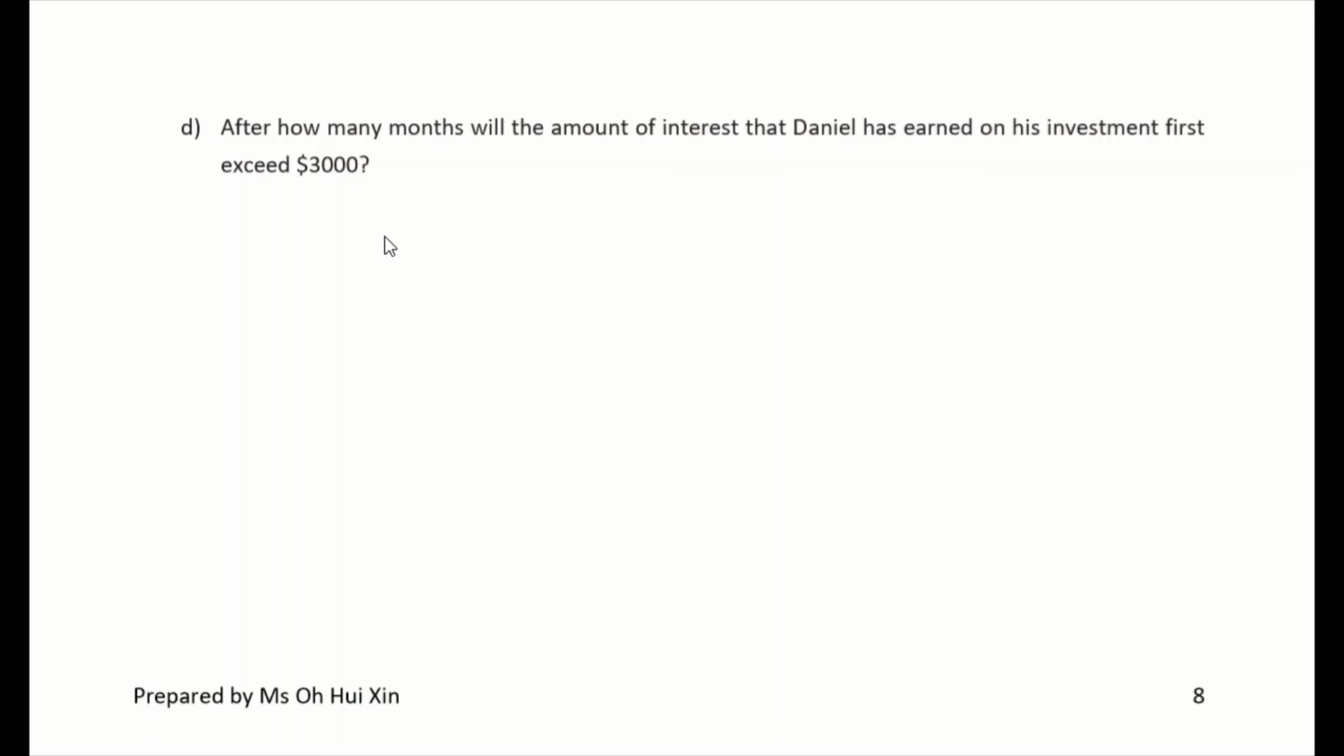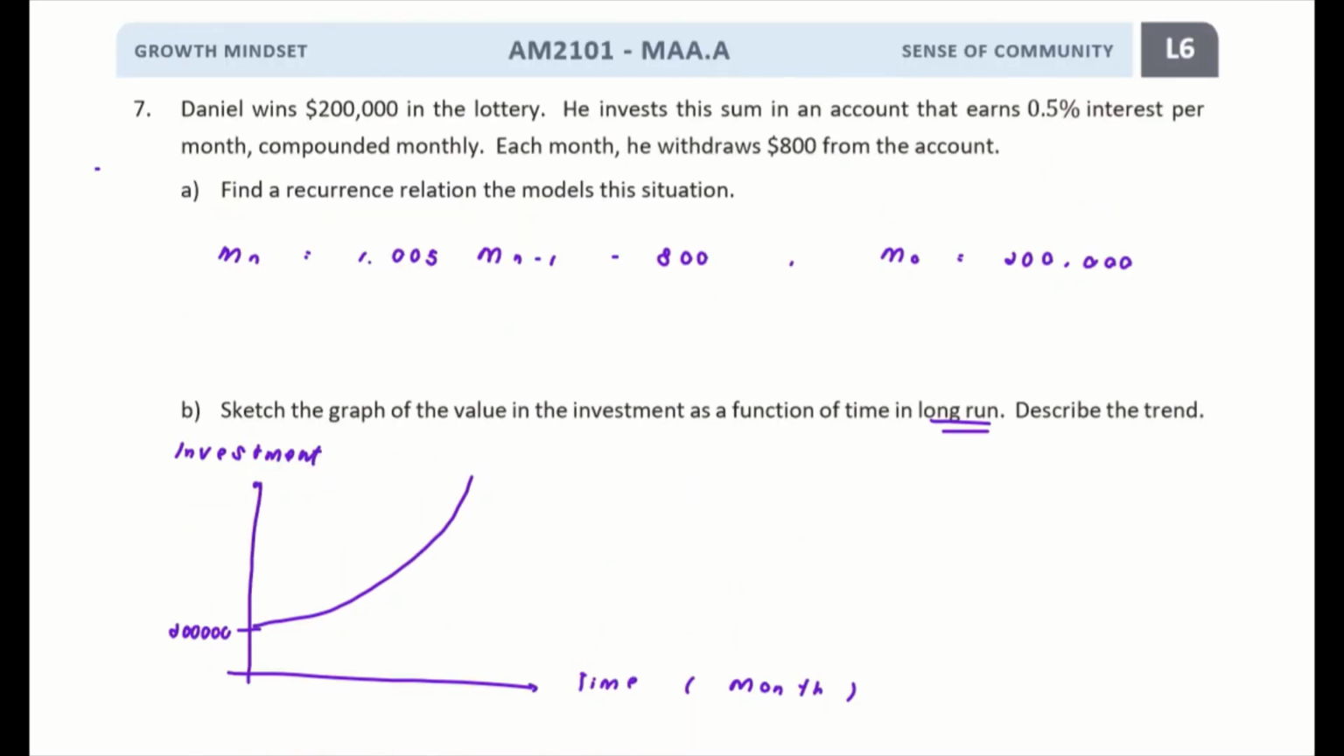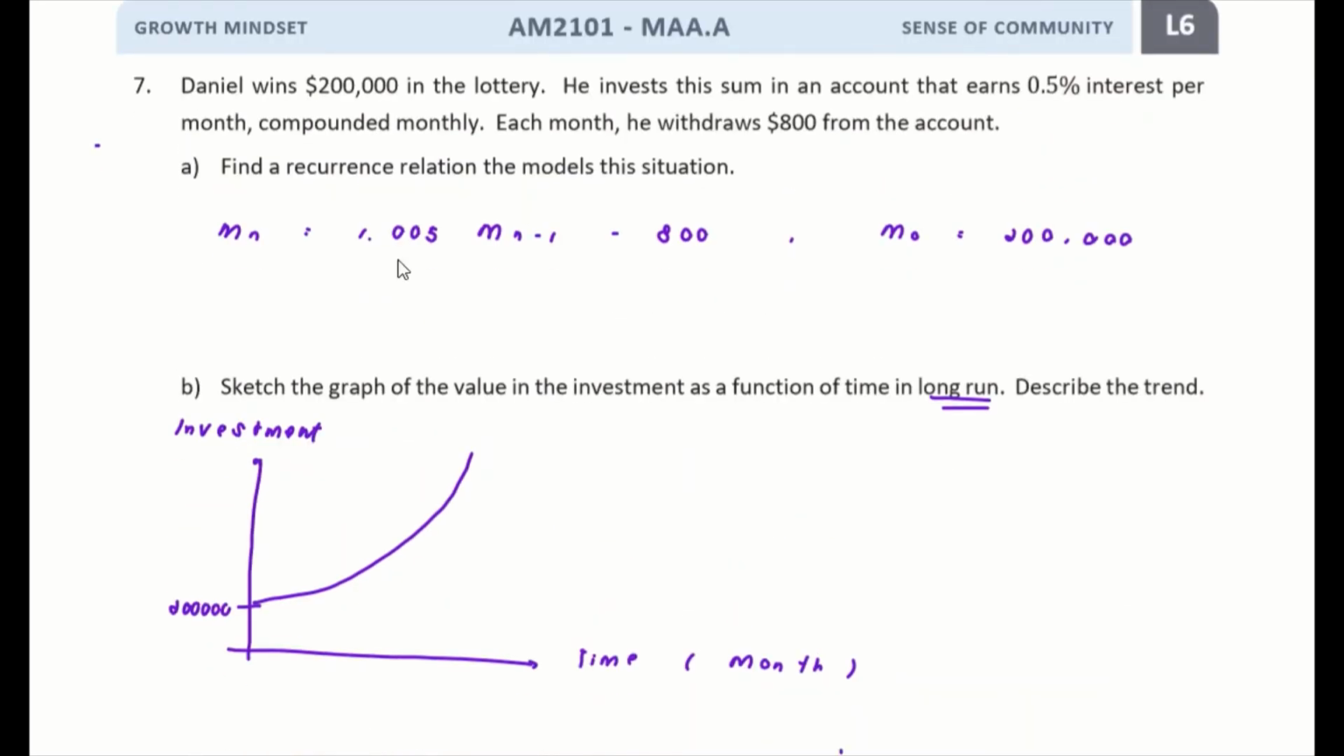So we are going to look at that part in much more detail when we move on to unit 4.2. But for this question, we are just going to take it as a challenging question and try to solve it. So why is this question difficult? It's because of the recurrence relation that we have. This recurrence relation tells us how much money you have in the bank for each month. It didn't tell you how much interest it generates.